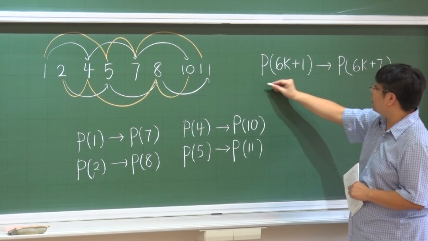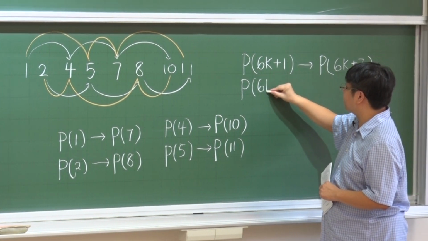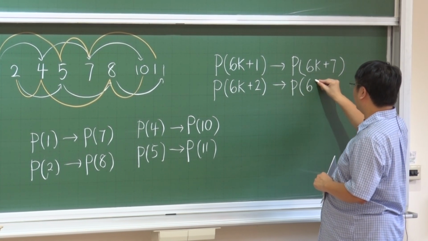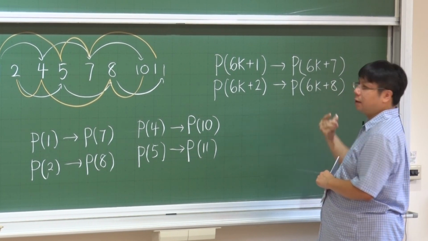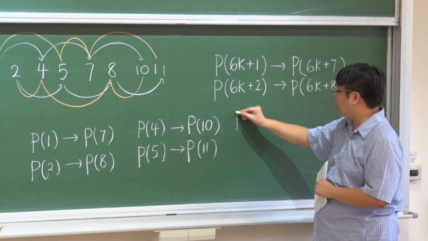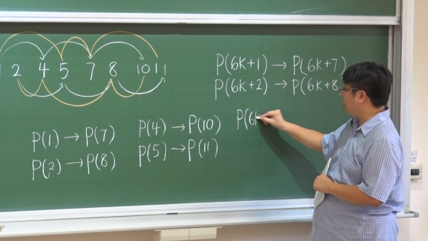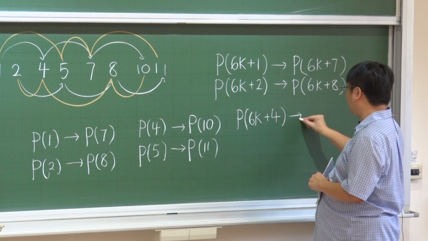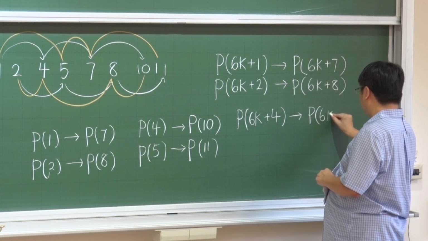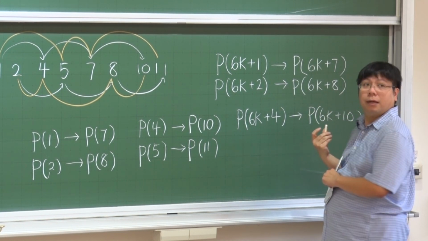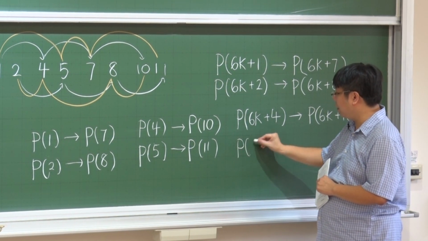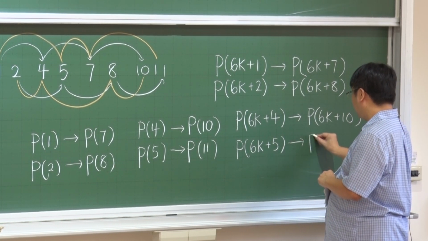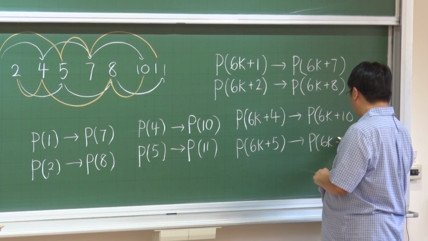And then if a number is of this form, P of 6k plus 2, then I will have P of 6k plus 8. Is that okay? And then I will also have, if a number is of the form P of 6k plus 4, then I will have P of 6k plus 10. Okay, and finally, if a number is of the form P of 6k plus 5, then it will imply P of 6k plus 11.